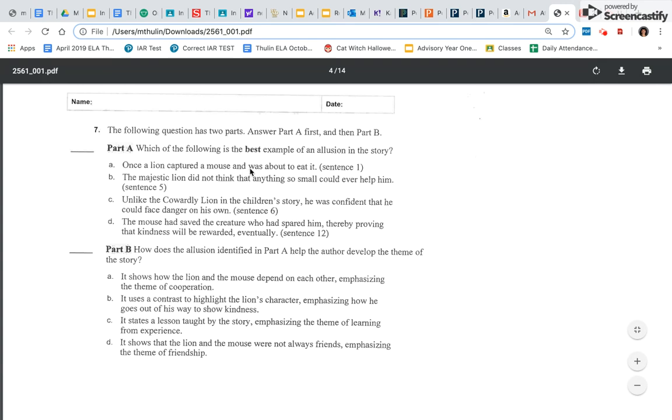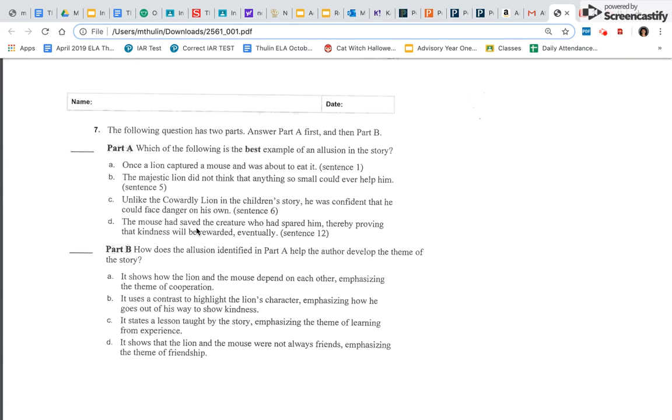A, once a lion captured a mouse and was about to eat it. B, the majestic lion did not think that anything so small could ever help him. C, unlike the cowardly lion in the children's story, he was confident that he could face danger on his own. Or D, the mouse had saved the creature who had spared him, thereby proving that kindness will be rewarded eventually.